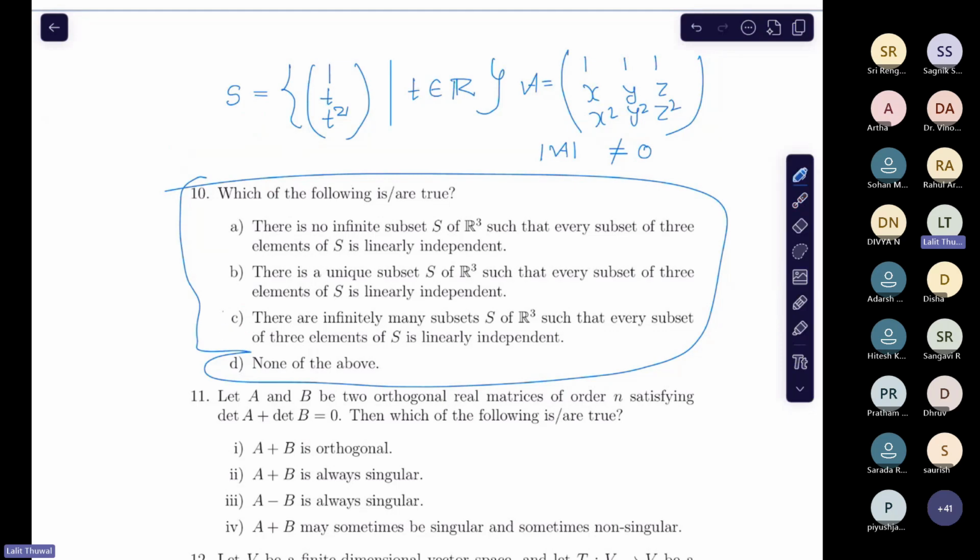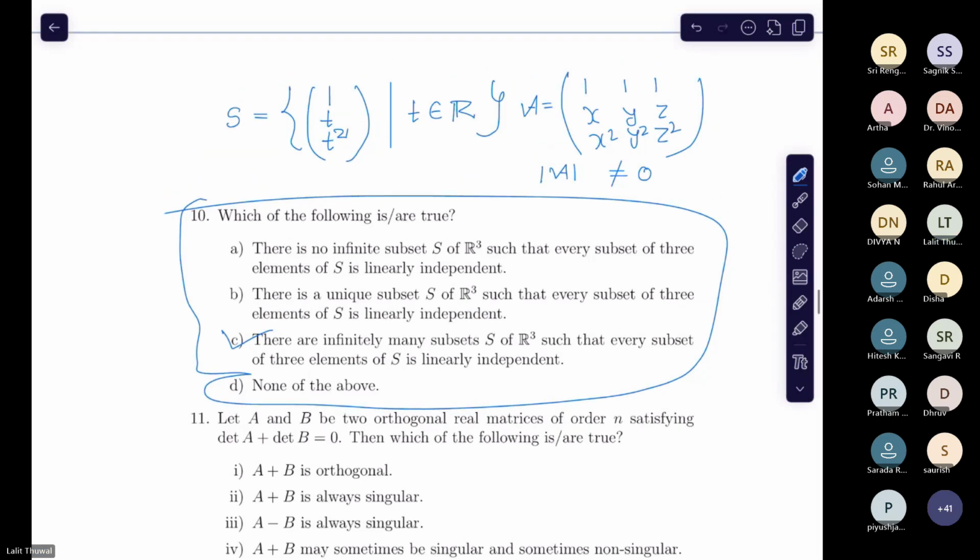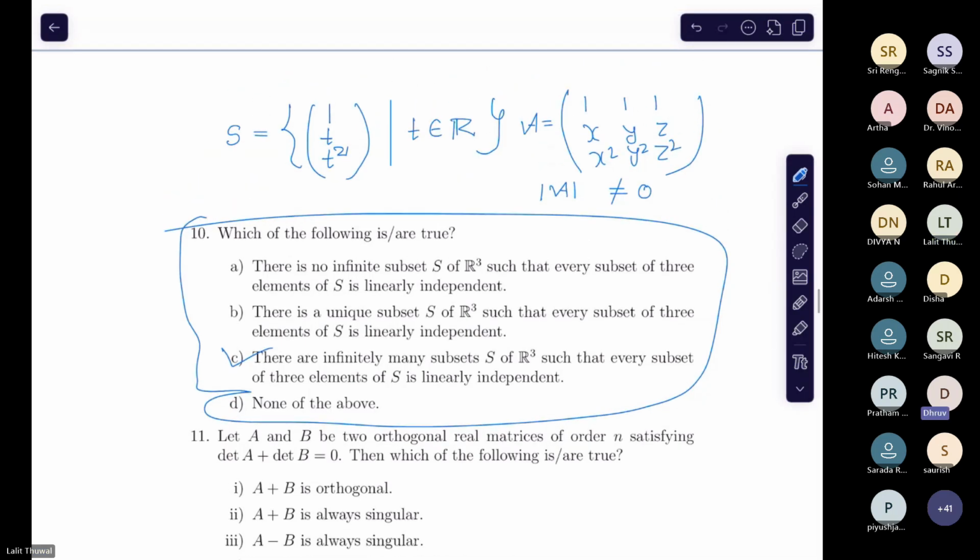Do you understand? Is it fine? Okay, so what is the simpler example? Sir, it was for C. I just realized, not for A. Oh, okay. For C? Yeah, for C. (A, 0, 0), (0, A, 0) and (0, 0, A). Infinitely many subsets such that each is linearly independent.